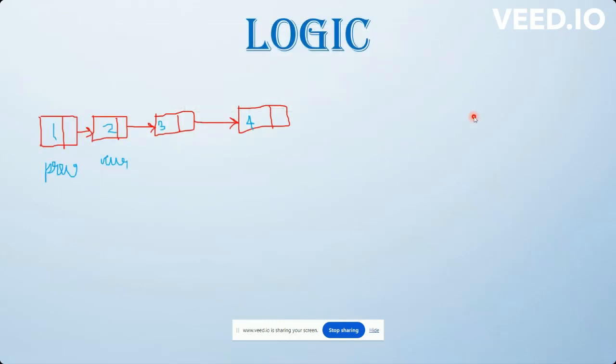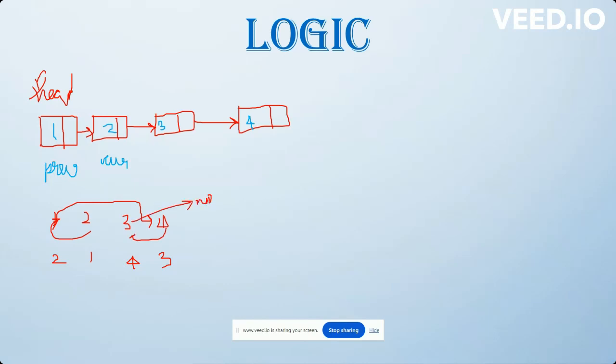Now let's come to the logic of how to solve this. I'm taking the head node 1 as previous and head dot next as current. Basically, what we need to do is change the links of 1, 2, 3, 4 to 2, 1, 4, 3. In the links, 1 is given to 4, 2 is given to 1, and 4's link is given to 3, and 3 is given to null. These are the changes.